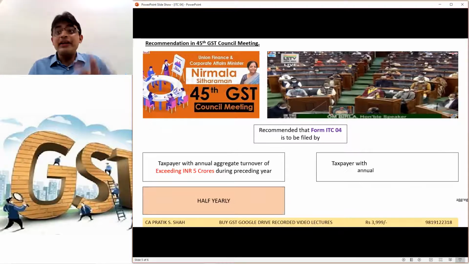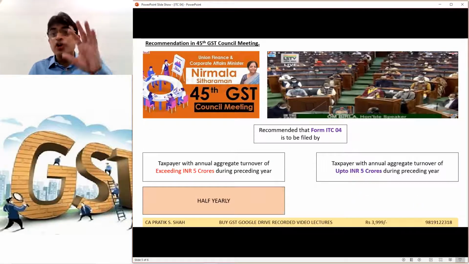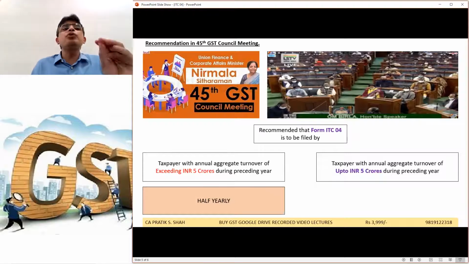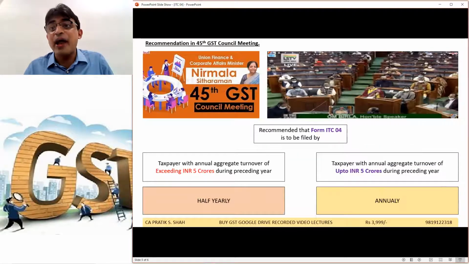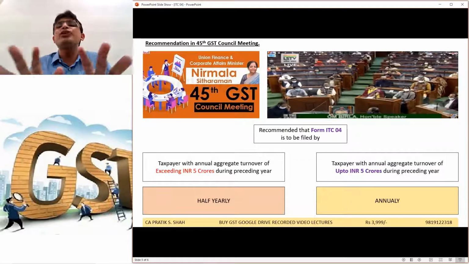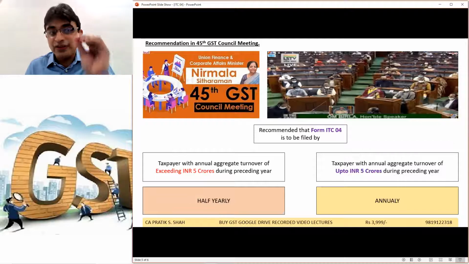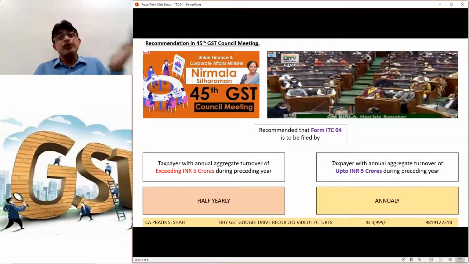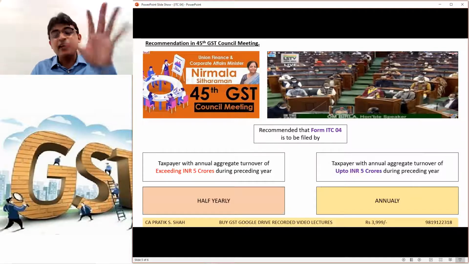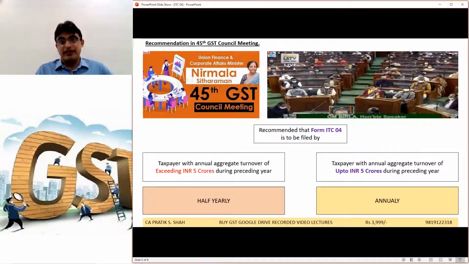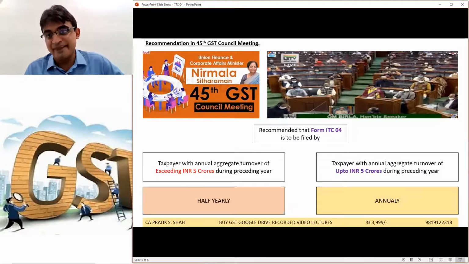If my turnover is above 5 crore in the preceding year, I am required to file half yearly. But if my aggregate annual turnover in the preceding year is up to 5 crore, then they are required to file this form annually. Annually, just like you file GSTR 9 and 9C, same for ITC 04. So the compliances have drastically reduced. The government understood the hardships and has given this recommendation in the 45th Council meeting. The notification is yet to be awaited.